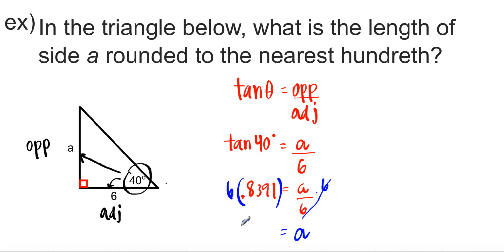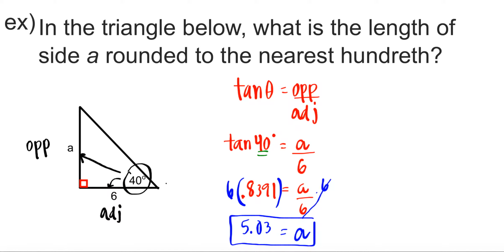So that missing side is 5.03. So here we had to identify which trig ratio to use given the angle and the sides. And just a reminder that your angle piece is always this piece right next to your trig ratio.